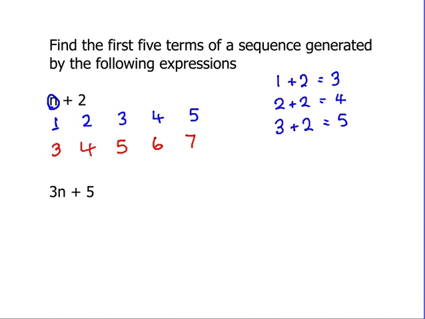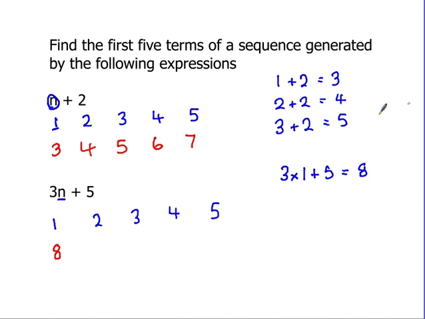Let's have a look at the next one. So 3n plus 5. Again, I want the first 5 terms, so I'm going to write down the numbers 1, 2, 3, 4, 5. If I want the first term, all I'm going to do is put this 1 in here for this n. So that's going to give me 3 times 1. Then I've got to add 5. So 3 times 1 is 3, plus 5 is 8. So the first term must be 8.